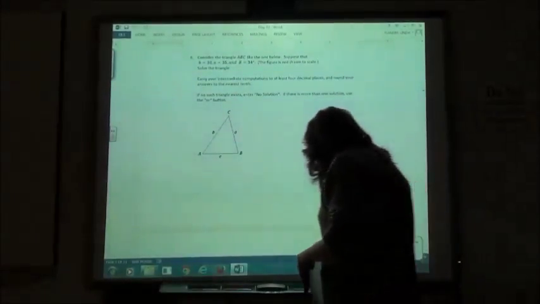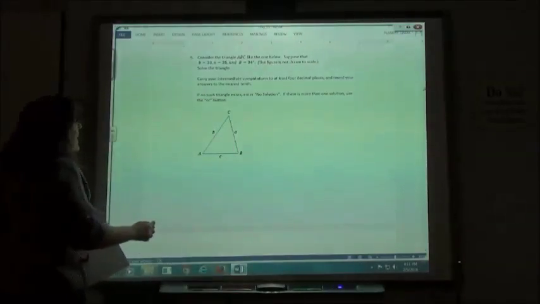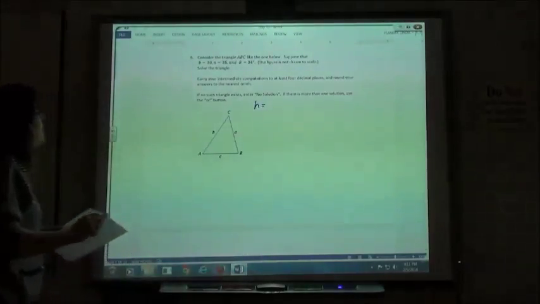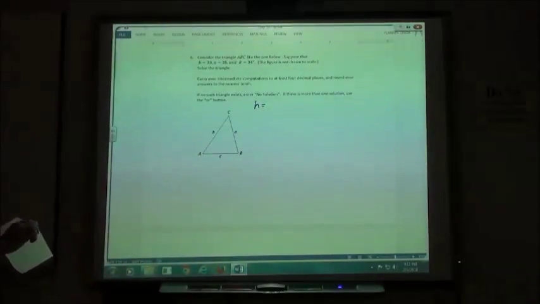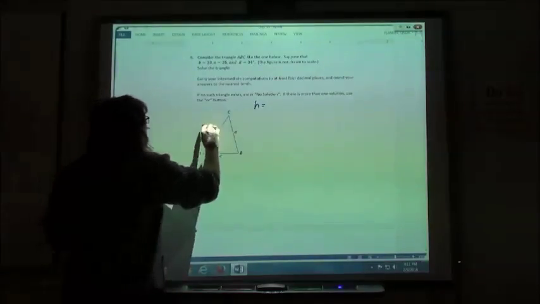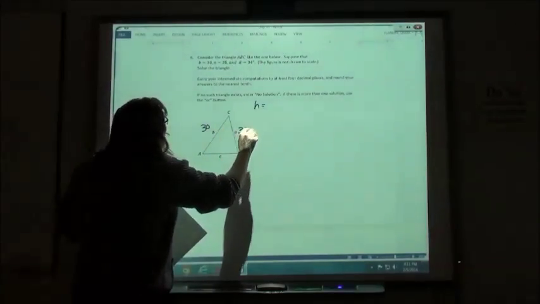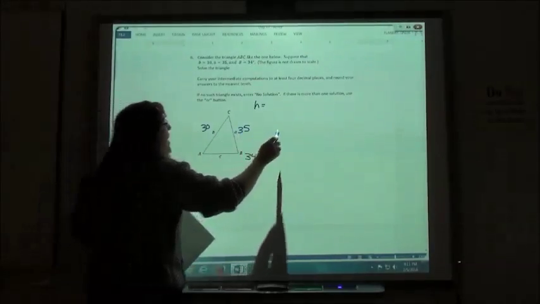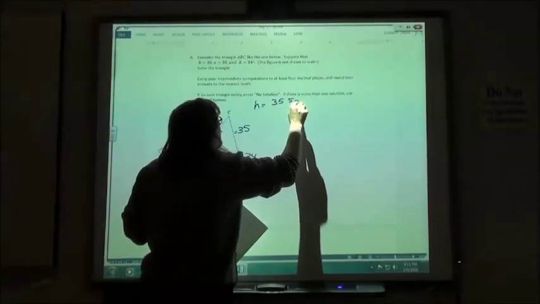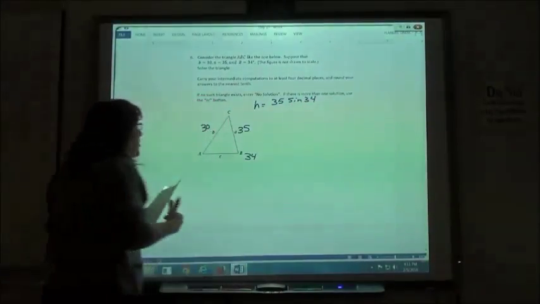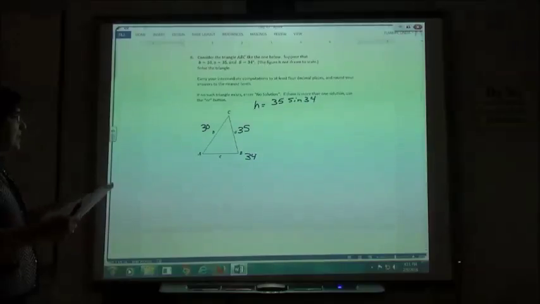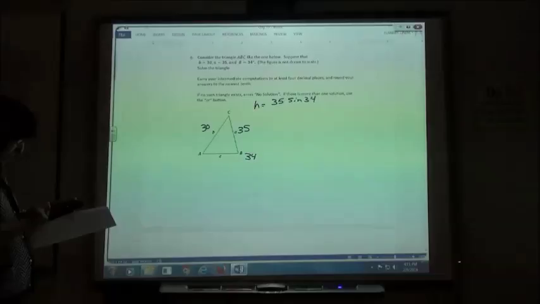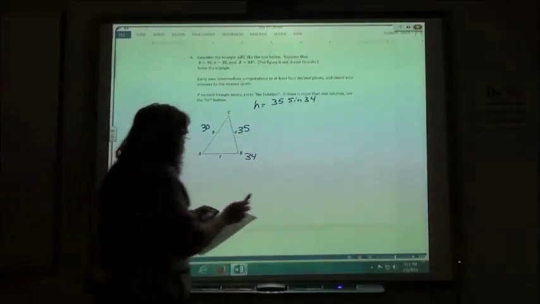So, number 6, same kind of thing. I'm going to start by finding H. First, I better label my triangle so I know what I have. Consider the triangle ABC. Suppose that side B is 30, side A is 35, angle B is 34. So the adjacent side is 35 times the sine of 34 would give me H. The adjacent side times the sine of my angle. So 35 times the sine of 34 gives me 19.57.